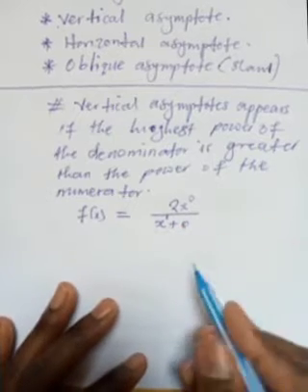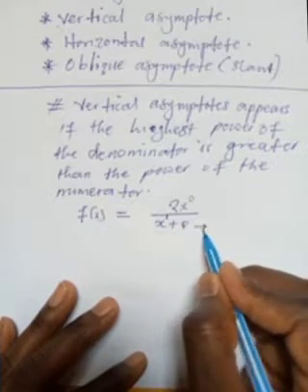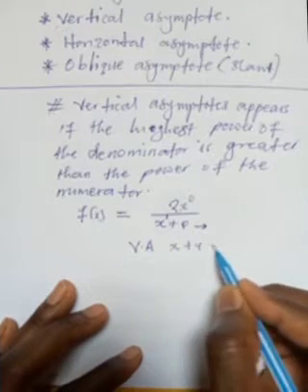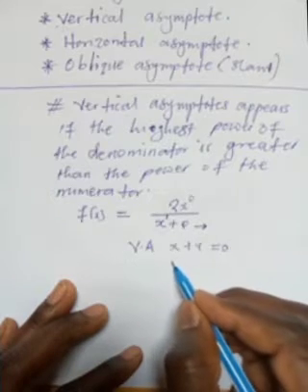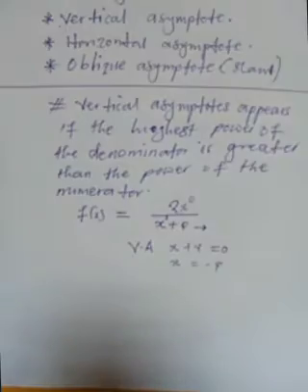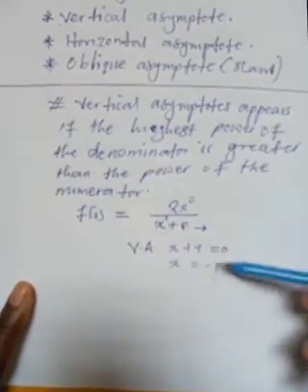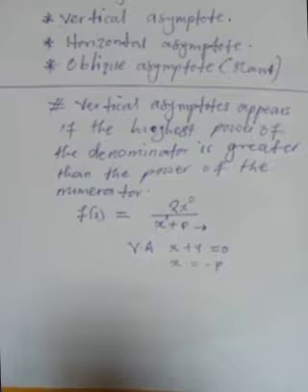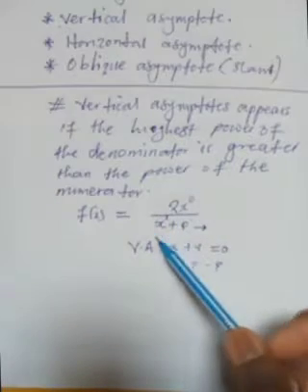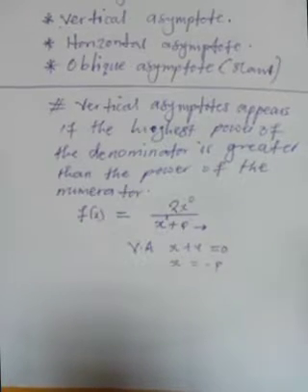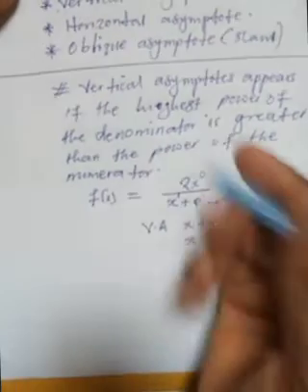And how are you supposed to find the vertical asymptote? You equate the denominator to 0. You say x plus 4 has to be equal to 0, so x is going to be equal to negative 4. That is your vertical asymptote. This is how you find the so-called vertical asymptote: you always equate the denominator to 0. If you have two factors like x plus 4 and x minus 2, you equate both factors to 0 and you will get the vertical asymptotes. That is the first one.